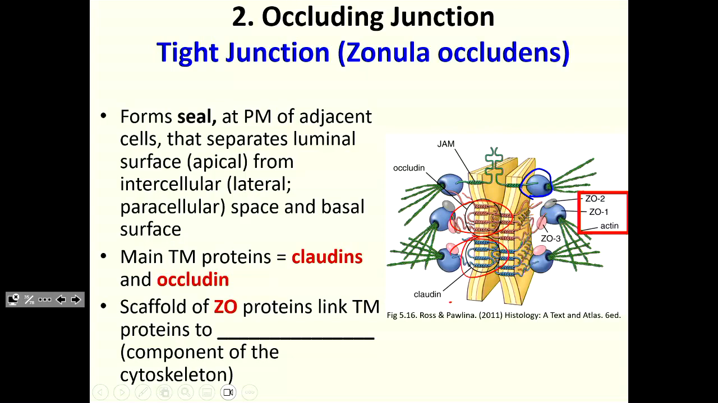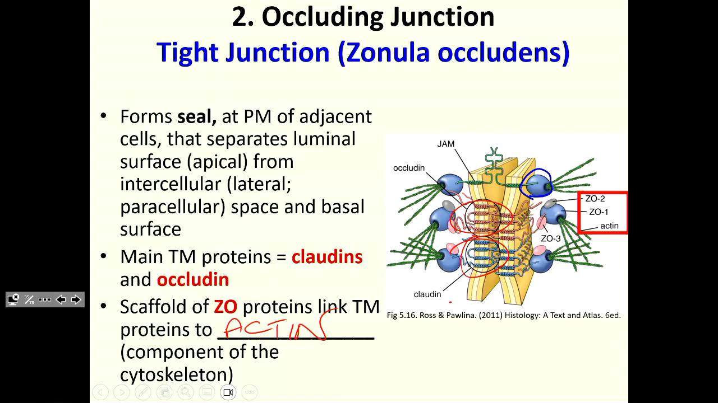And then the ZO proteins in turn are attached to actin, as you see in the red box. So there's still a cytoskeletal component that they bind to. Zonula occludens, but we tend to abbreviate that. We call them ZO proteins. ZO1, ZO2, you're not responsible for the numbers. Just know where the ZO proteins are and know that they're an important component of that whole junction.